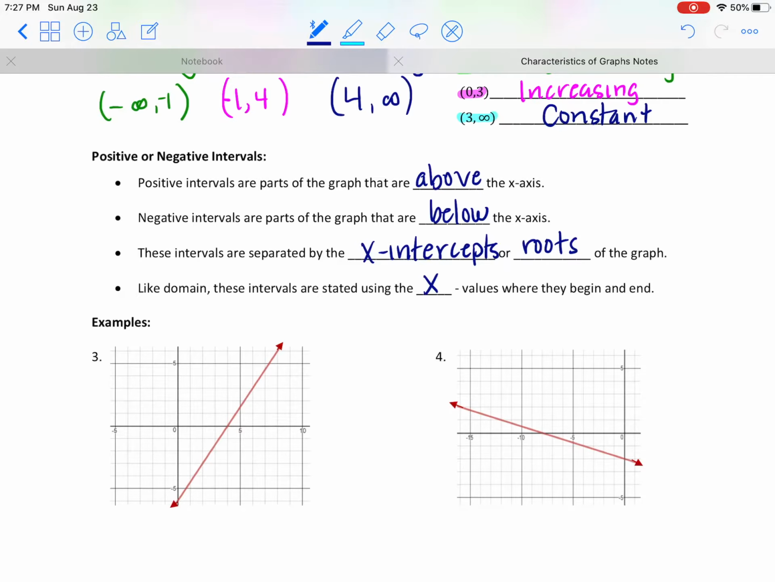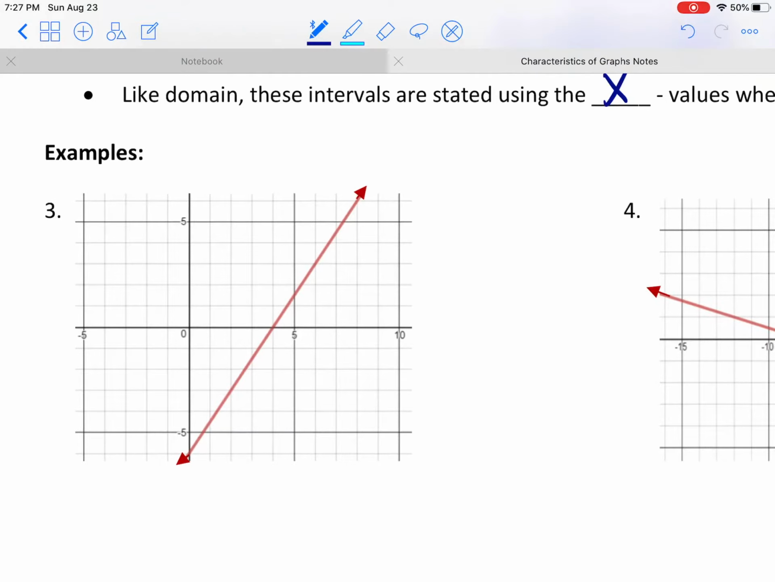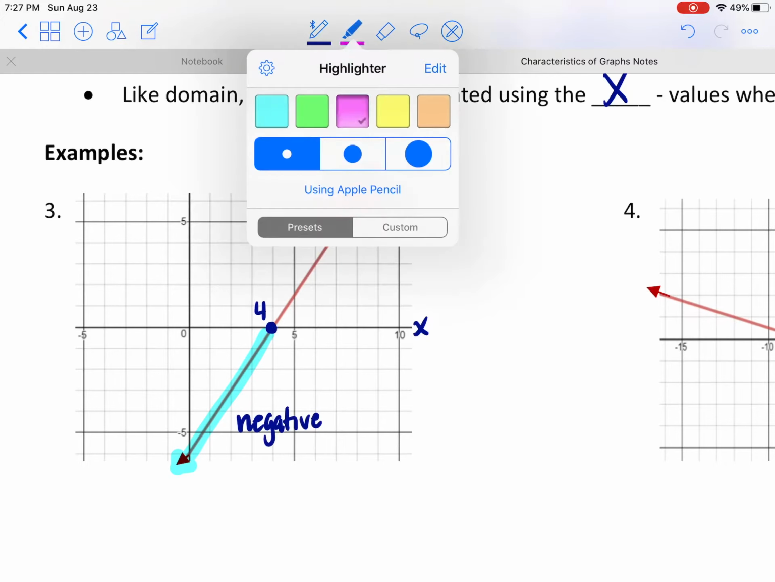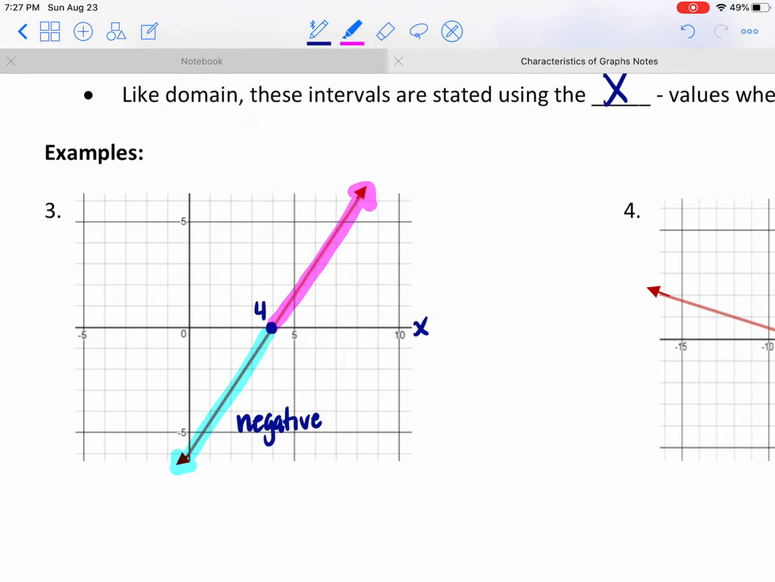So for this graph, we can see that it's crossing, this is our x-axis here, it's crossing the x-axis right here at x equals 4. So everything before that and everything after that is either going to be positive or negative. So before 4, this portion of the graph is below the x-axis, so we're going to say that this portion of the graph is negative. And then this portion of the graph after 4 is above the x-axis, so we're going to say this portion of the graph is positive. Okay, so the x-intercept is separating those two.